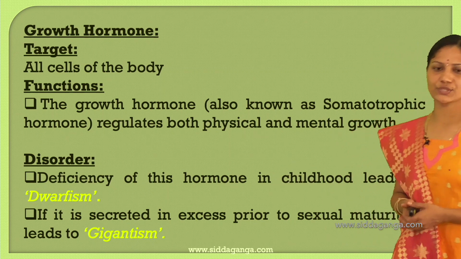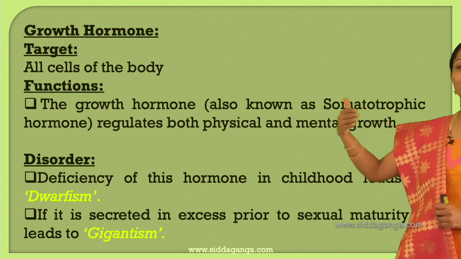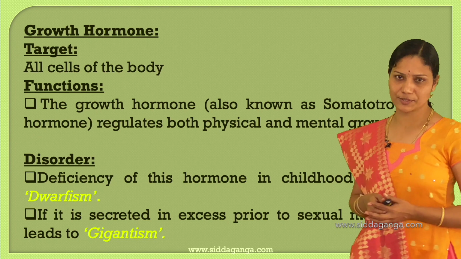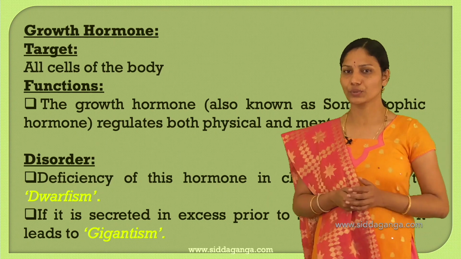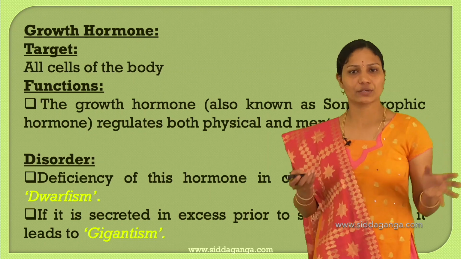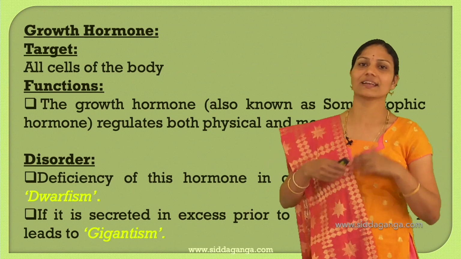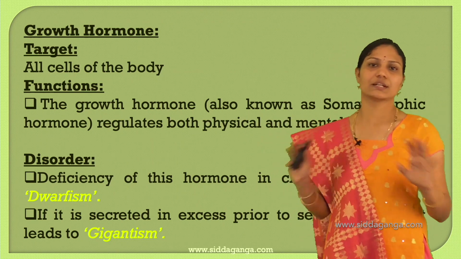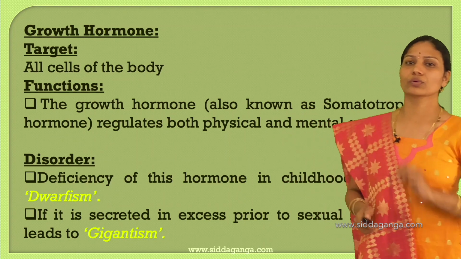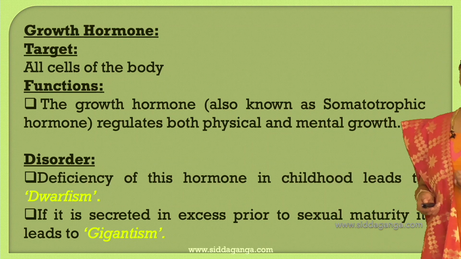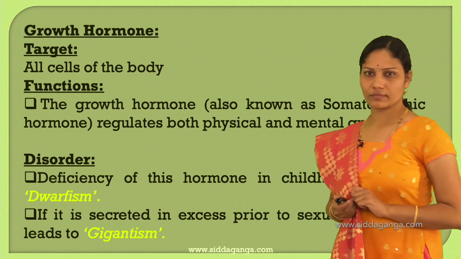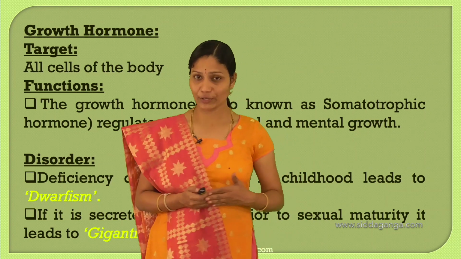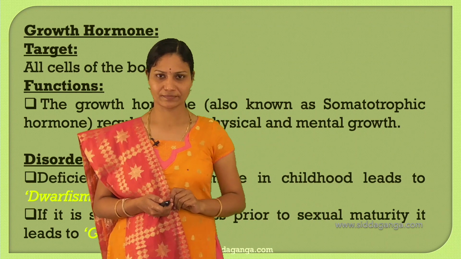Deficiency of this hormone leads to dwarfism, and if it is secreted in excess prior to sexual maturity, it is referred to as gigantism. So this is all about the growth hormone. It influences every cell of the body. Every cell needs to grow, every cell has to develop. So the target cells are almost all the cells of the body. So that's all about the growth hormone, also referred to as the somatotropic hormone, secreted by the pituitary gland. Pituitary is the master gland. Shall we move further?